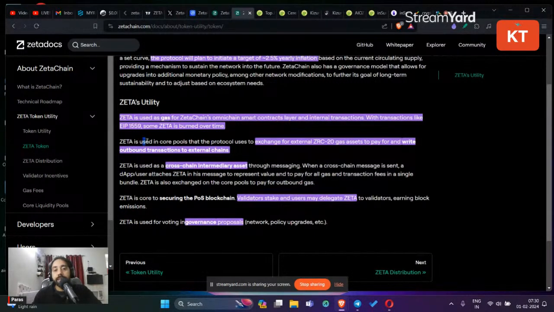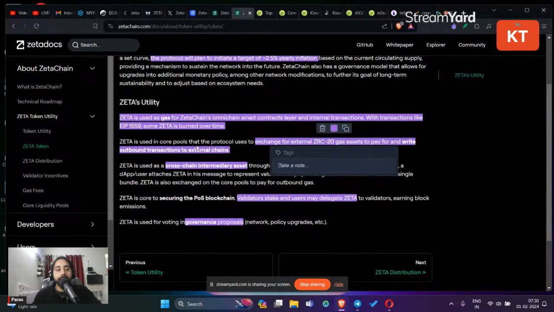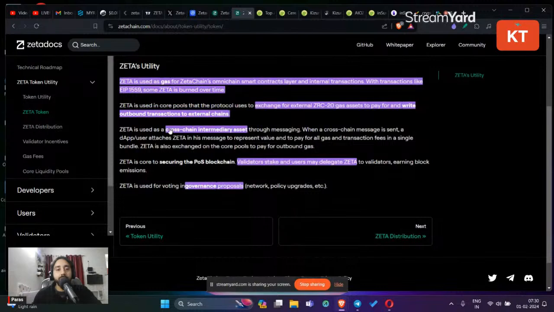Now Zeta is used in core pools that the protocol uses, in exchange for external ZRC20 gas assets to pay for and write outbound transactions to external chains. Also, Zeta is used as a cross-chain intermediary asset through messaging. So when a cross-chain message is sent, a dApp user attaches Zeta in the message to represent value and to pay for all gas and transaction fees in a single bundle. So Zeta is used not just for the transaction fee, it is also used for the gas fee. Whenever you send a cross-chain message, you need to hold the Zeta token.